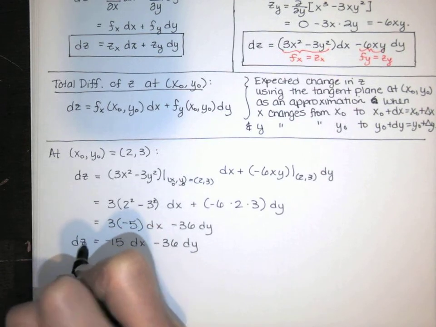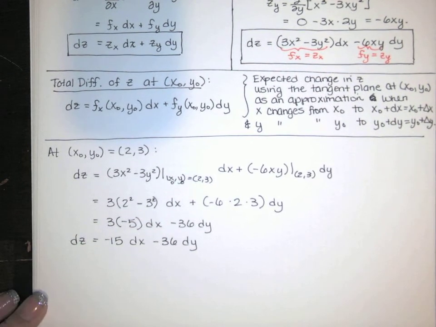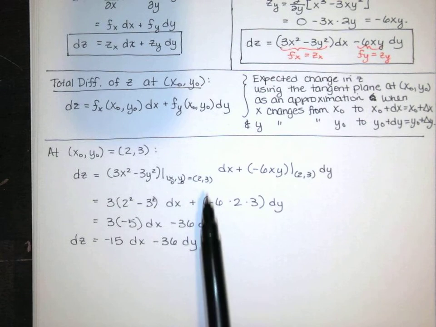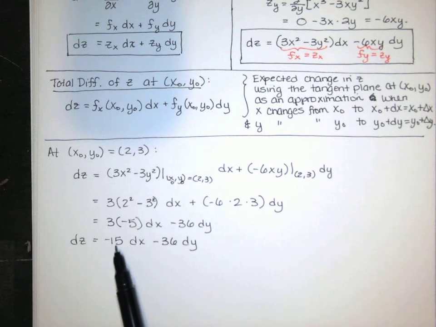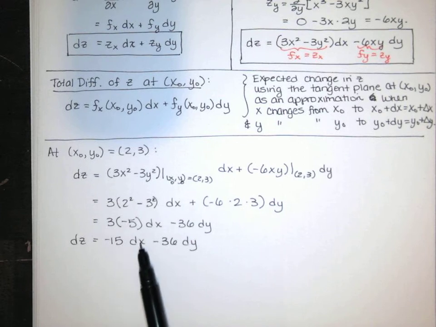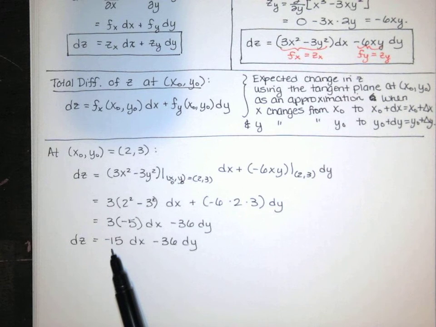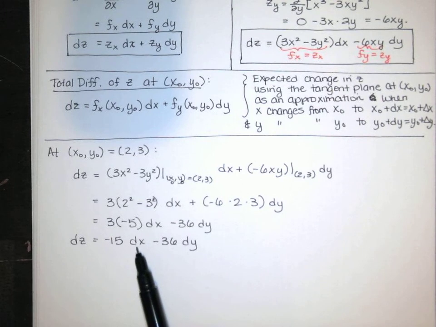Whoa, z changes by a lot. Look at those slopes in the x and y direction at that point. The slope in the x direction at x, y equals 2, 3 is negative 15. So if x changes by a little bit, the z values are going to go down by 15 units for every 1 unit change in x. So if x changed by 0.1, z would go down by 1.5.